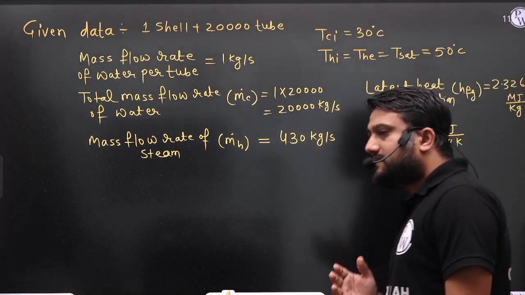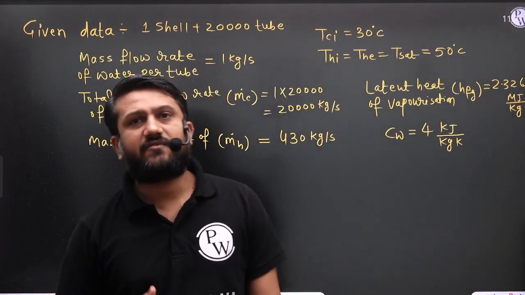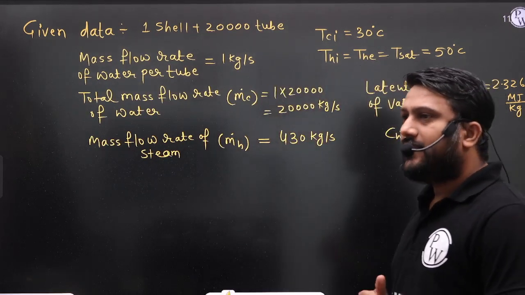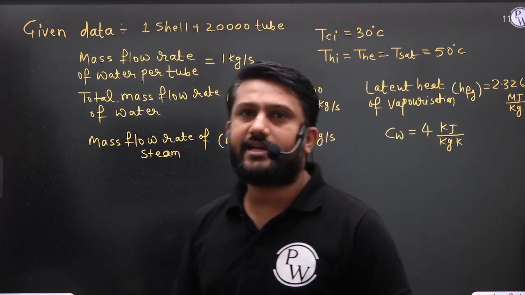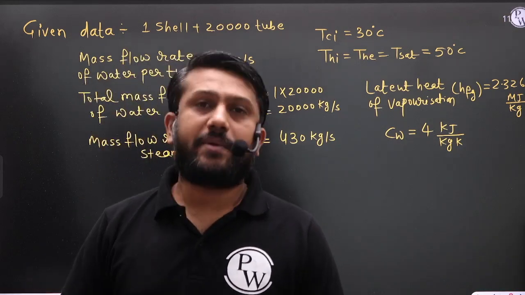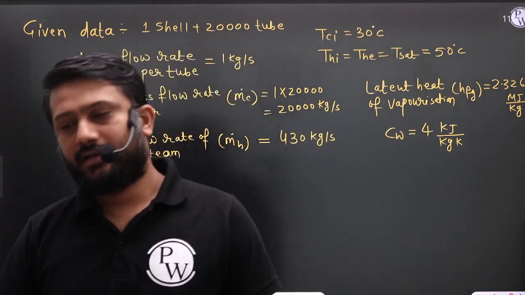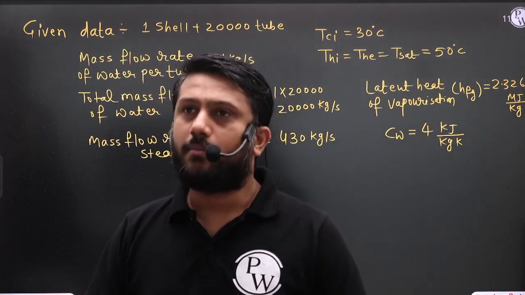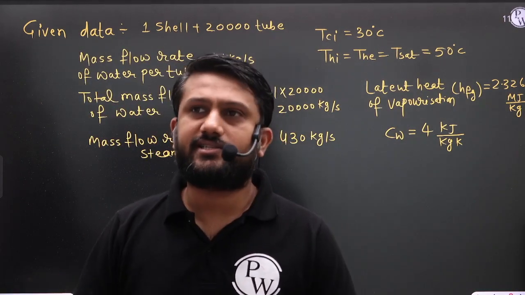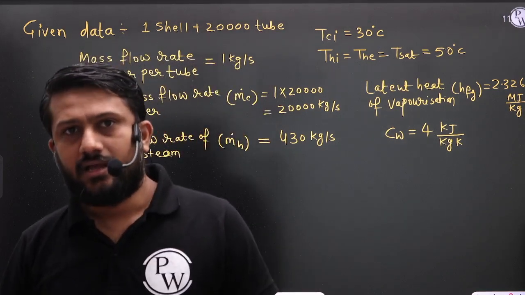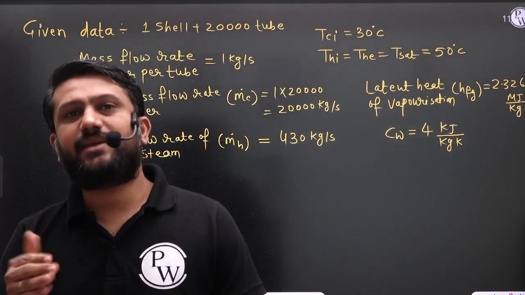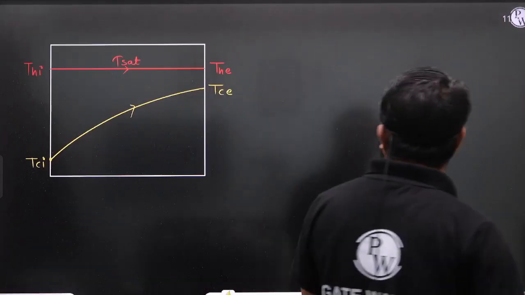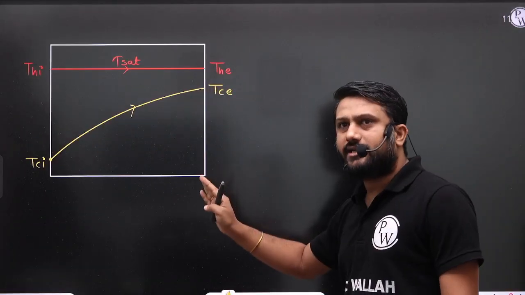And see, this is a problem of a condenser type heat exchanger, right? If it is a condenser type or evaporator type of heat exchanger, then you can consider the problem as either a parallel flow heat exchanger or a counter flow heat exchanger. In both cases you get the same effectiveness, right? So let us consider a parallel flow heat exchanger.